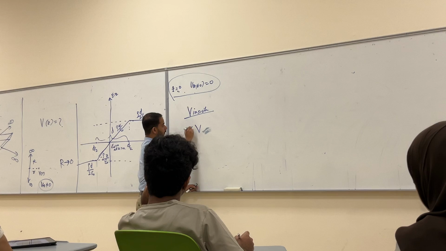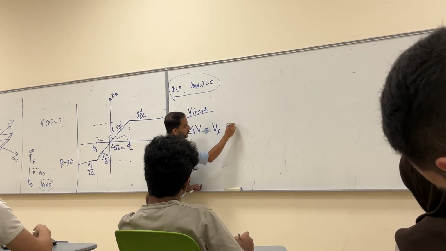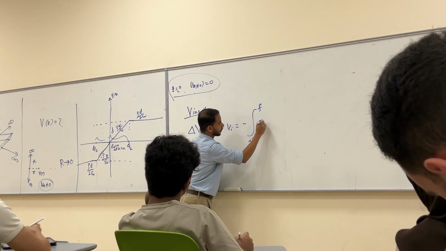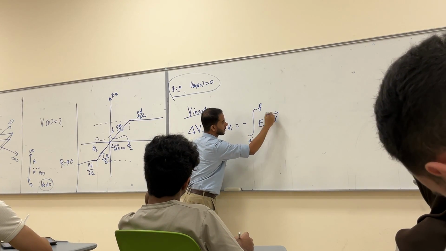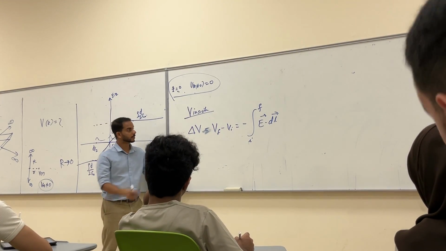For delta V, I'll write all this stuff. V final minus V initial should be equal to minus the integral from initial to final of E dot dl, right? This is very important for the quiz.